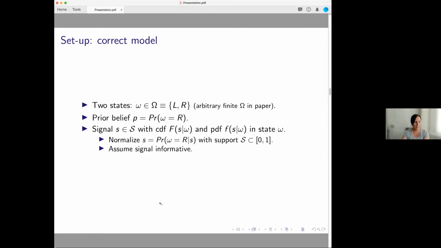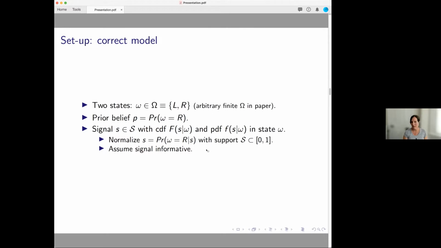Okay, so I'm going to look at a really simple setup for the talk. There are two states of the world, state omega, either L or R. In the paper, we look at an arbitrary finite number of states. There's some prior belief p that the state is R, and the agent learns from some signal drawn from a signal space with state-contingent CDF, F of s conditional on omega, and PDF, lowercase f of s conditional on omega. And so we're going to be agnostic about what this signal can be.